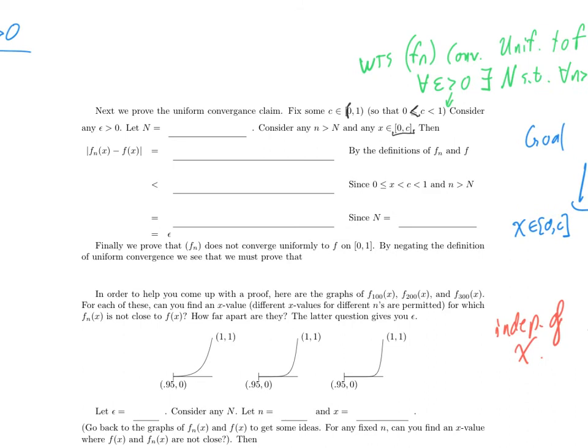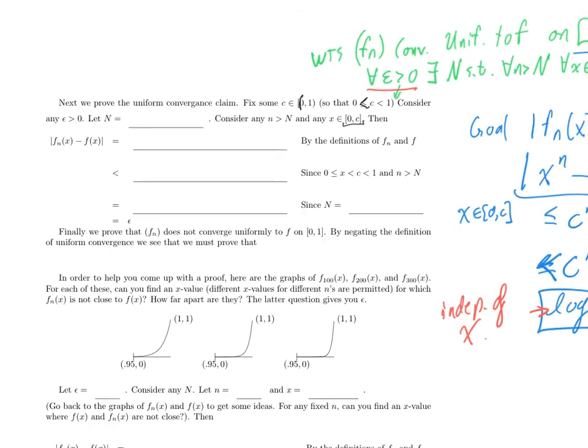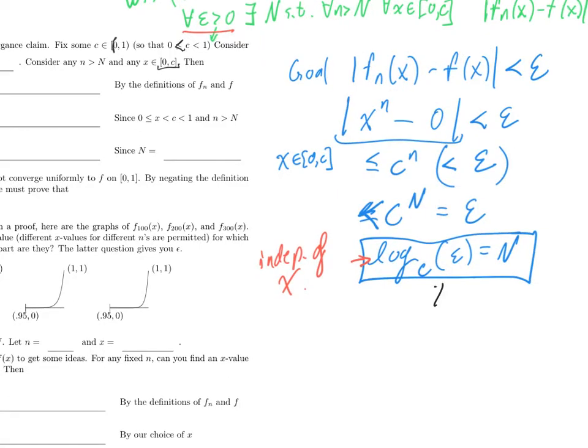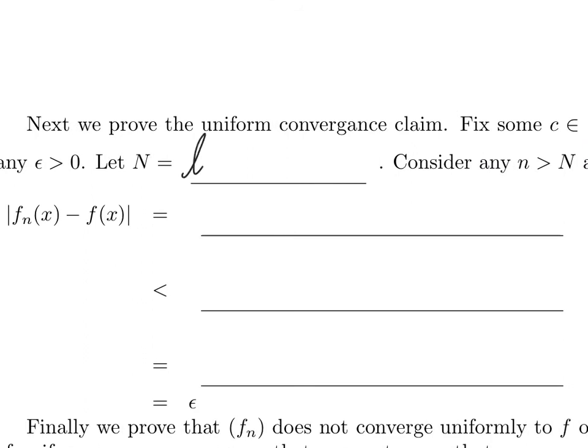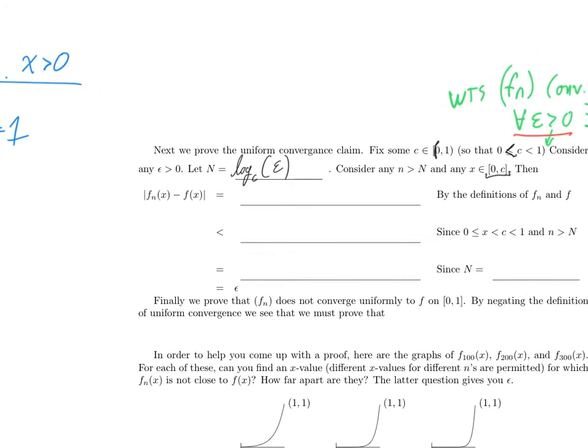So let's now actually come up with a proof. Consider any epsilon bigger than 0. I need to prove something is true for all epsilon bigger than 0, so I'll consider any epsilon bigger than 0. I've already figured out what big N should be. So I'll take that choice of big N: big N is the log base c of epsilon. Consider any little n bigger than big N and any x in the closed interval from 0 to c. Then the absolute value of f sub n of x minus f of x is equal to x to the n minus 0, so it simplifies down to just x to the n.